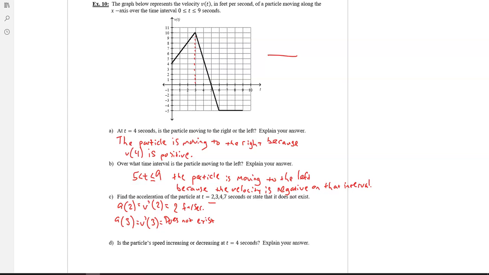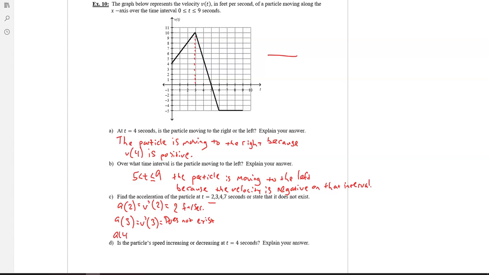Now what would that look like in real life? I don't know. Maybe the thing bounced off a wall or something like that. Or no, not even that. It'd be like the brakes were applied suddenly, I guess, kind of thing. I'm not sure exactly, but anyway, that's there.